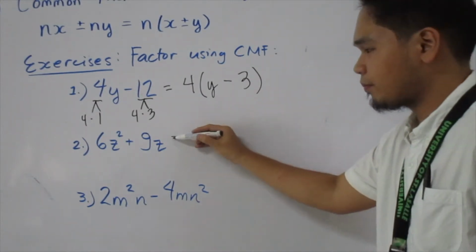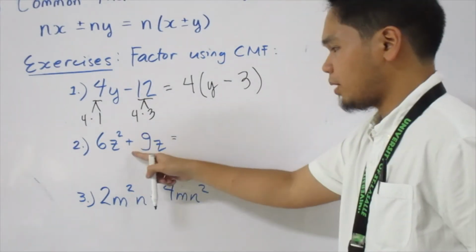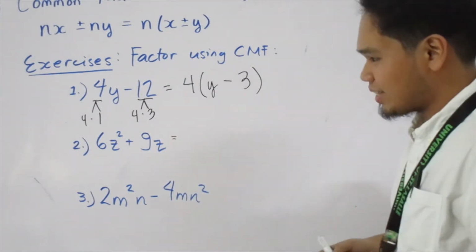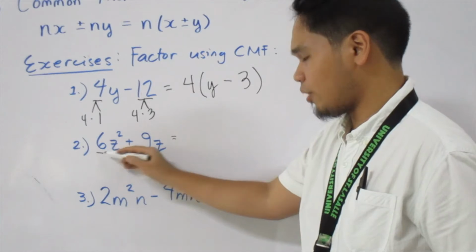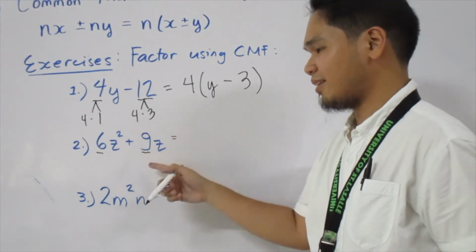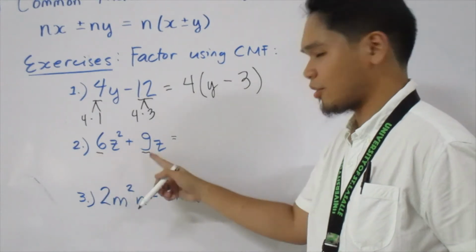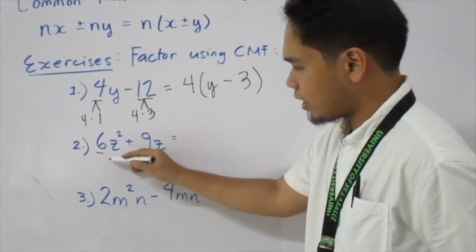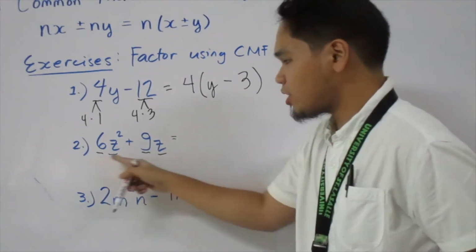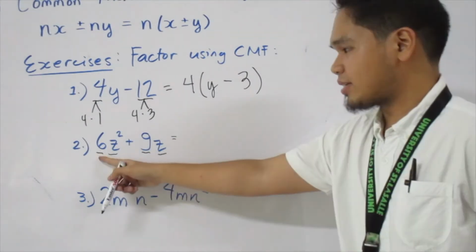Number 2, so we have 6z squared plus 9z. So this one is quite challenging. We can see that the coefficients are both multiples of 3. That is 3, 6, 9. You can see that this is the second multiple, this is the third multiple. And also their variables are the same, but not to the same degree. Okay? So imagine the 6 to be a multiple of 3.